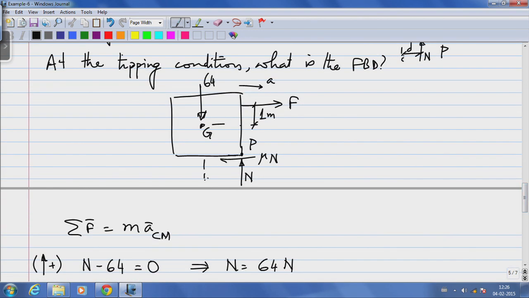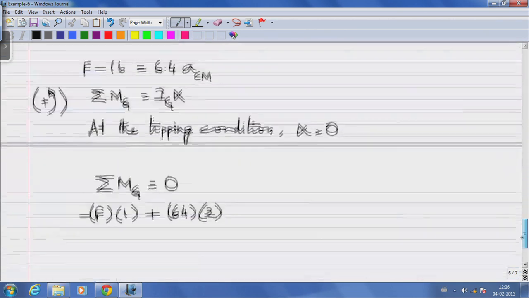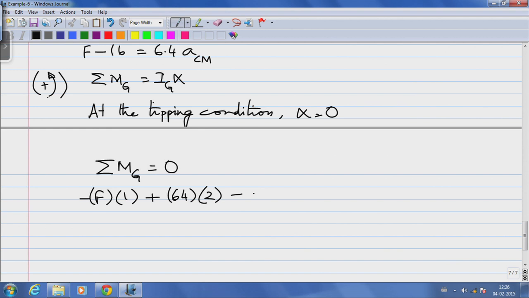So, this distance now is 2 meters. Mu times n is also producing a clockwise moment, so that is also negative, and it has a moment arm of 2. Again, just for the sake of completeness, the weight has a moment arm of 0. The sum of all these moments has to add up to 0 at the tipping condition.